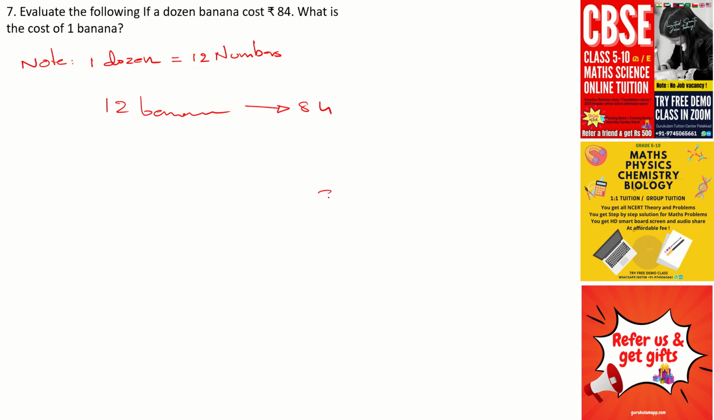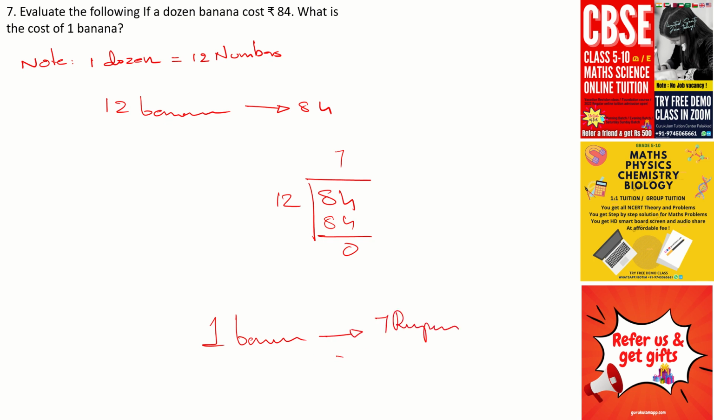So what you have to do? 84 divided by 12. Try to do it yourself, 84 divided by 12. What is the answer? 7. So 1 banana costs how much? 7 rupees. Clear?